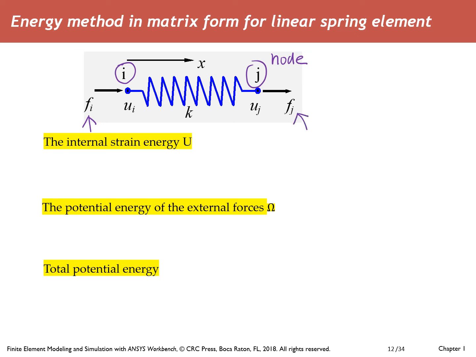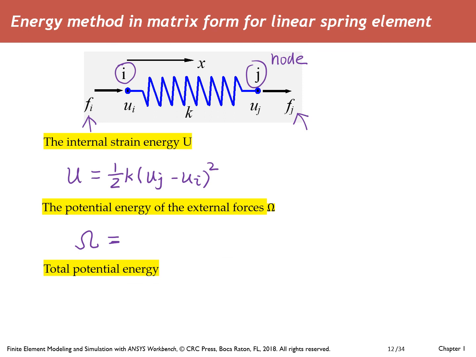So Fi and Fj. For such a system, we can apply the principle of minimum energy to derive the matrix form stiffness equation. The internal strain energy U equals, again, one half times k times the deformation squared. The deformation, if you use node displacements to describe it, is uj minus ui. And the potential energy of the external force is from the force applied on the nodes.